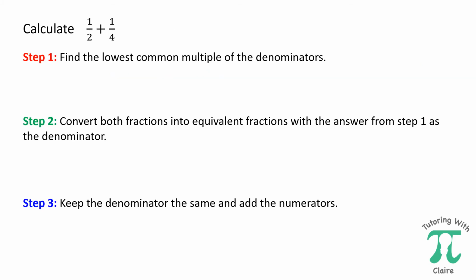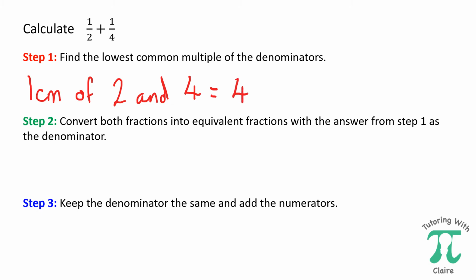In general, we follow a 3-step process to add two fractions, which we're going to go through now. So again, we've got 1/2 plus 1/4. The first step is to find the lowest common multiple of the denominators. So the lowest common multiple is the lowest number that is a multiple of both 2 and 4. So here, 4 is a multiple of 2 and 4 is a multiple of 4, so the lowest common multiple of 2 and 4 is 4.